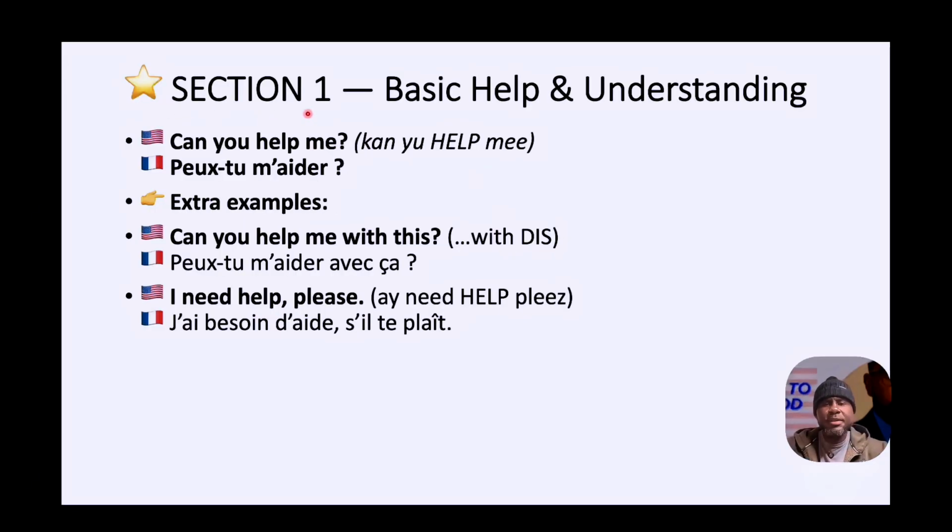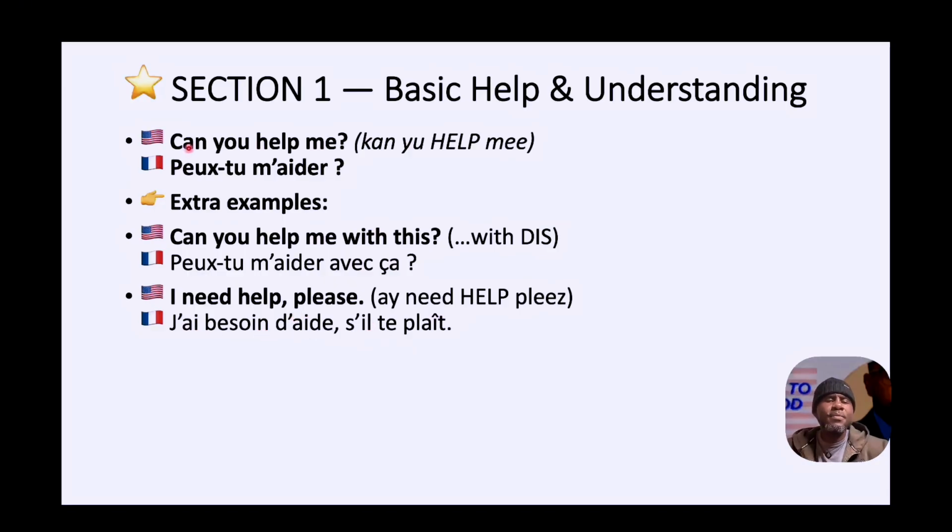This is section 1, basic help and understanding. Can you help me? Et voici la prononciation entre parenthèses. Can you help me? Peux-tu m'aider? Ou bien, pouvez-vous m'aider? Some extra examples. Can you help me with this? Peux-tu m'aider avec ça? I need help, please. J'ai besoin d'aide, s'il te plaît. Ou bien, j'ai besoin d'aide, s'il vous plaît.